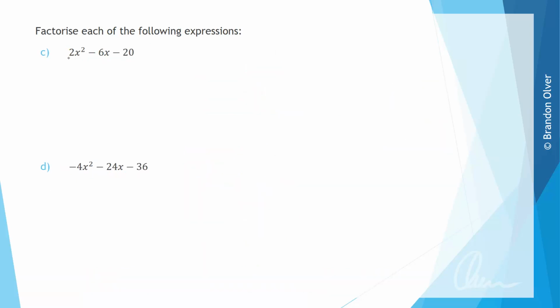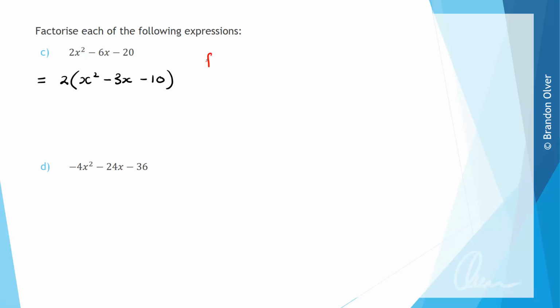For part C we have the quadratic trinomial 2x squared minus 6x minus 20. And you might think that this is a non-monic trinomial, and you'd be quite correct because the coefficient of x squared isn't 1, it's 2. However, we can simplify it by removing a highest common factor first. So if we do remove a highest common factor of 2, and 2 is a common factor of all three of those terms, inside the brackets we'll have x squared minus 3x minus 10. And inside those brackets is now a monic trinomial that we can factorize by inspection easy.